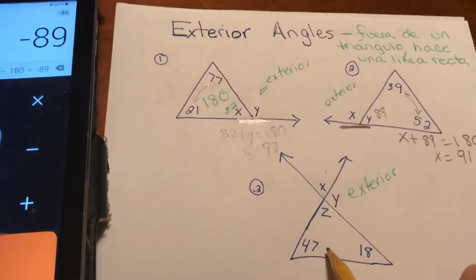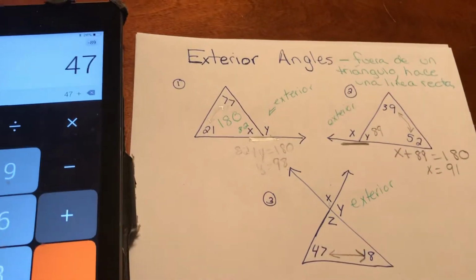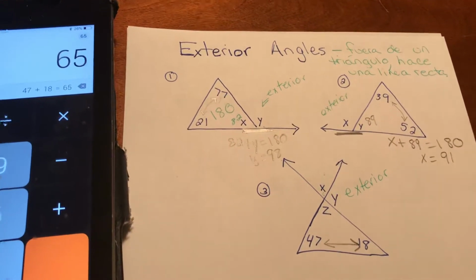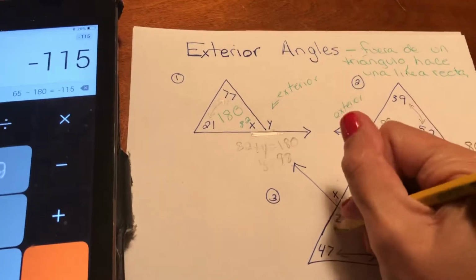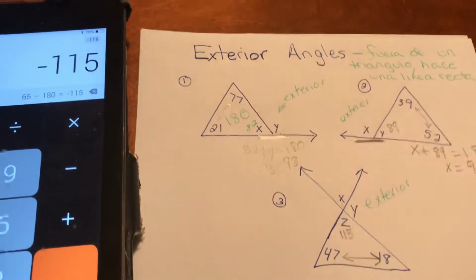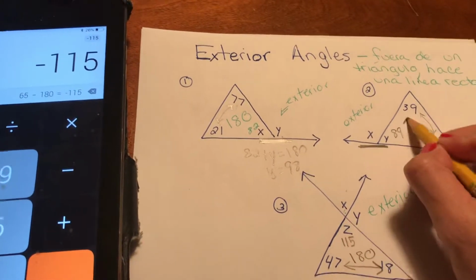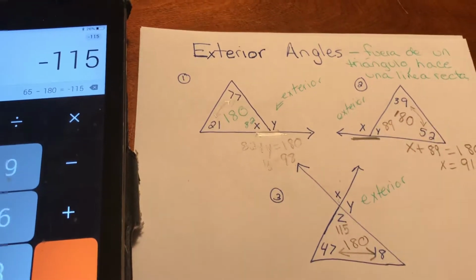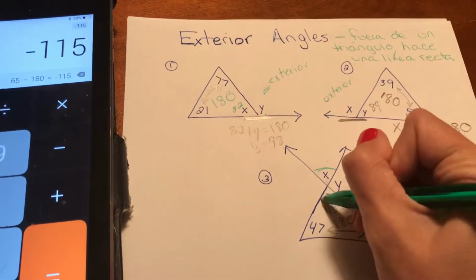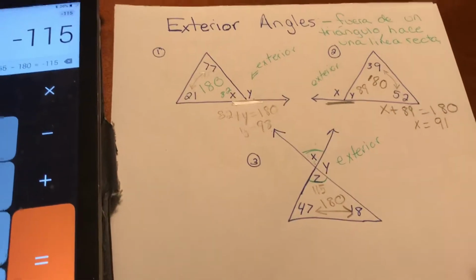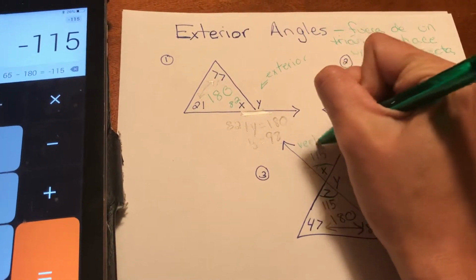In this example, I'm going to start the same way. I'm going to add 47 and 18. So 47 plus 18 gives me 65. I subtract from 180, and I get this angle Z to be 115. And that's because a triangle adds up to 180. Here, hopefully you recall from either your foldable or chapter 1 that these are vertical angles, and vertical angles have to be equal. So this angle here would be 115 as well.